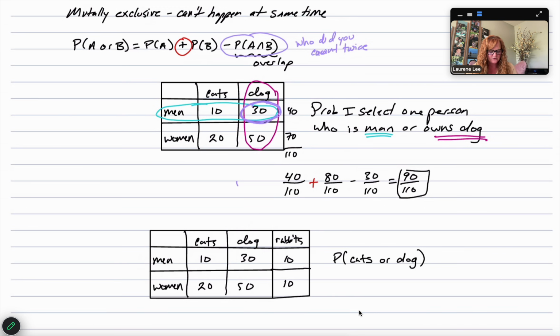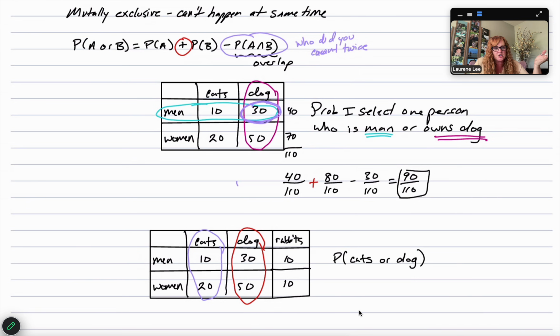So look at what happens to our chart now. If I circle all the cat owners, I've got 10 men and 20 women. And then I circle all the dog owners, there's 30 men and 50 women. There's no overlap for those things. These are mutually exclusive in this chart. Now, conceptually, they're not. We all understand that you can own a cat and a dog. But according to the chart, there's nobody in this chart that owns both.